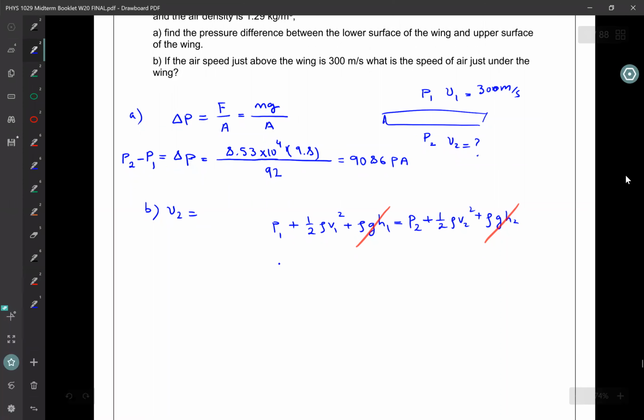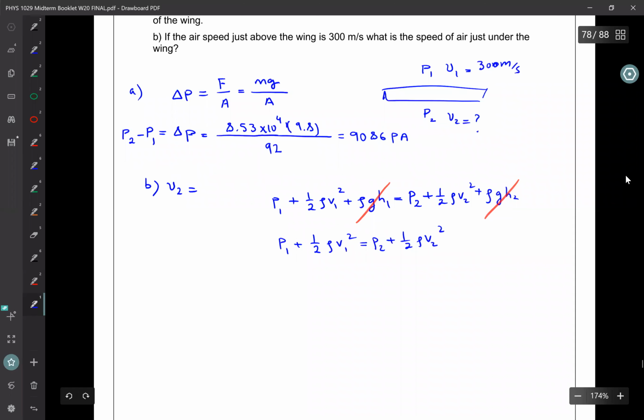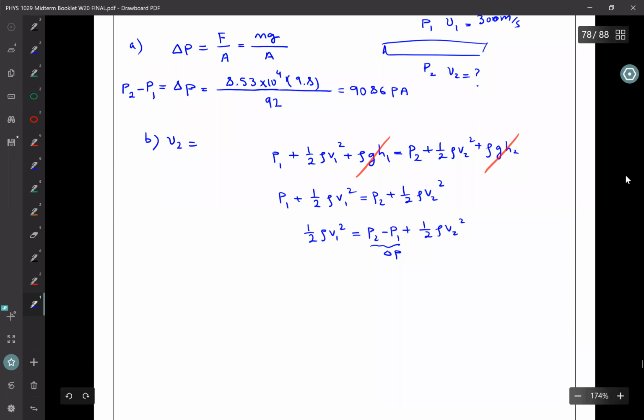So therefore you have P1 plus 1/2 density V1 squared equals P2 plus 1/2 density V2 squared. You don't have P1 and P2 separately. However, you have delta P. So if I take P1 to the other side, I'm going to do that first. So you have P2 minus P1 plus 1/2 density V2 squared. And this is delta P. And now if you take it to the other side of the equation, 1/2 density V1 squared minus delta P. So it's very important to have minus delta P on this side, equals 1/2 density V2 squared.